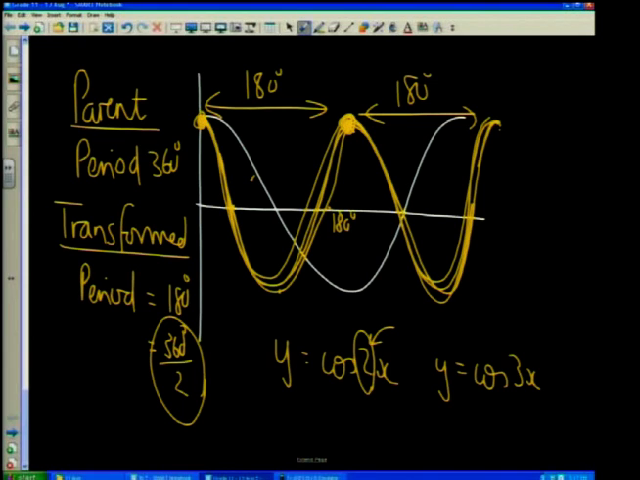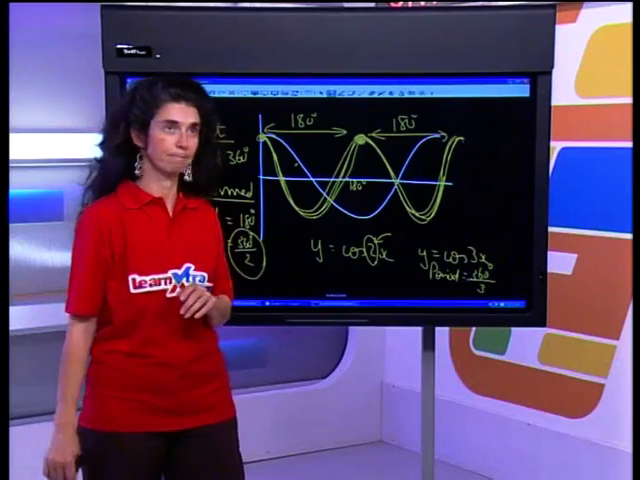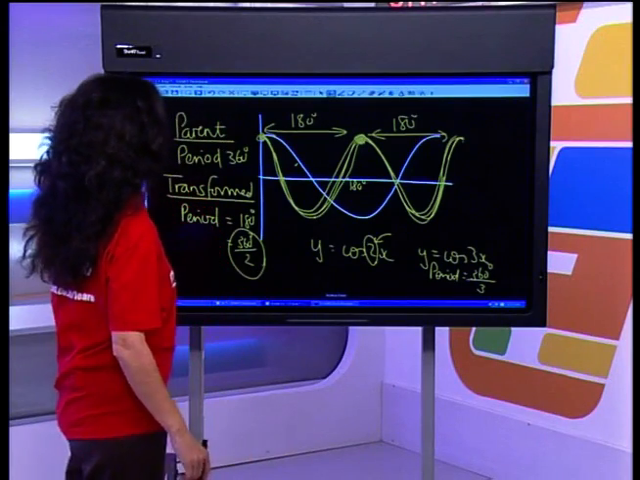So with cos 3x, we could predict what the period is, because the period in this case would be the parent's period divided by the coefficient of x.